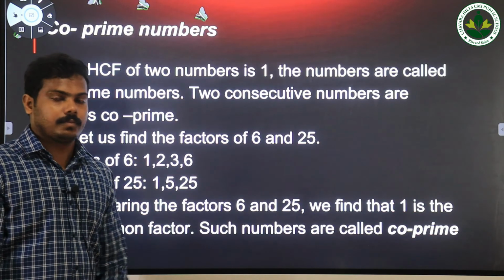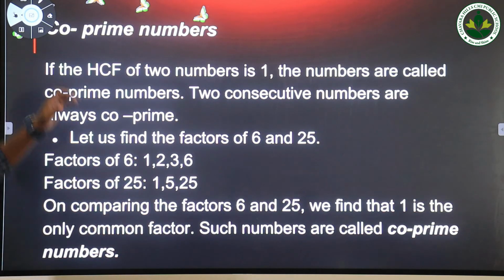Okay. Then the next term is coprime numbers. That means if the HCF of two numbers is 1, the numbers are called coprime numbers. Two consecutive numbers are always coprime.